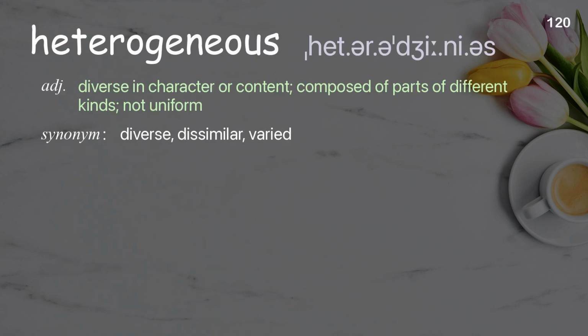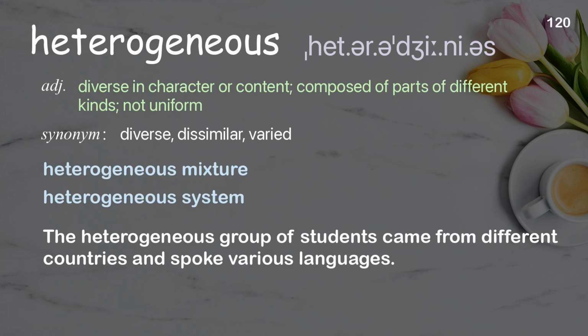Heterogeneous. Diverse in character or content, composed of parts of different kinds, not uniform. Examples: heterogeneous mixture, heterogeneous system. The heterogeneous group of students came from different countries and spoke various languages.